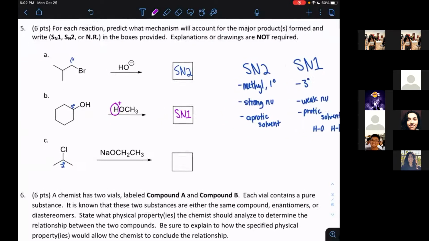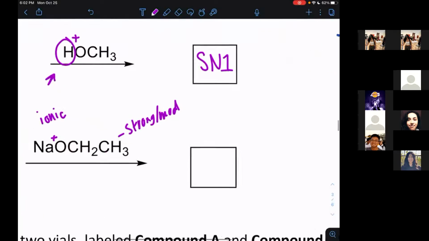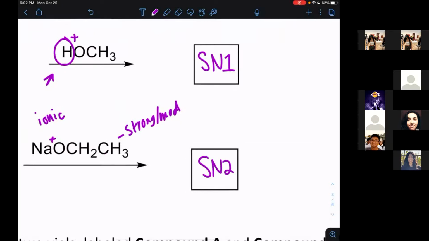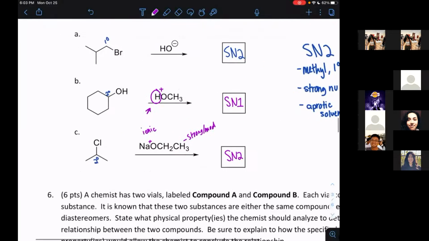And then if it's not a hydrogen that's attached as the proton, then it's an ionic bond, which means that this is a strong or moderate nucleophile. But it's also definitely not an SN1 reaction because it's not a hydrogen. So this one is also SN2. You also have to remember your leaving groups. You need a strong leaving group.